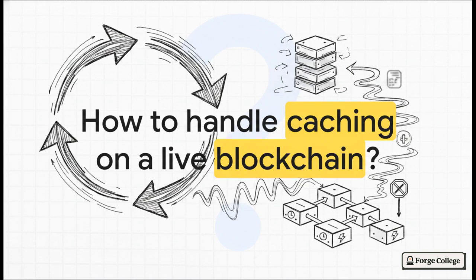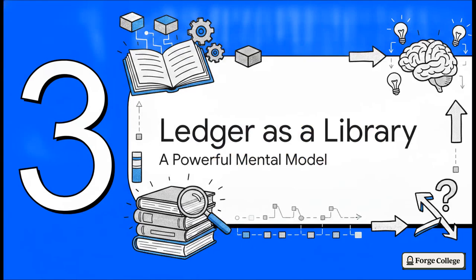How on earth do we handle caching and state on a live, constantly updating blockchain? Traditional databases update occasionally. Solana, it produces a brand new block every 400 milliseconds. How do you cache something that changes before you can even blink without accidentally serving painfully stale data to your users? It is definitely a unique Web3 challenge. Which brings us to Section 3, the ledger as a library.